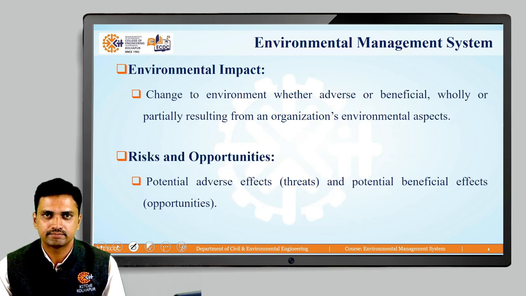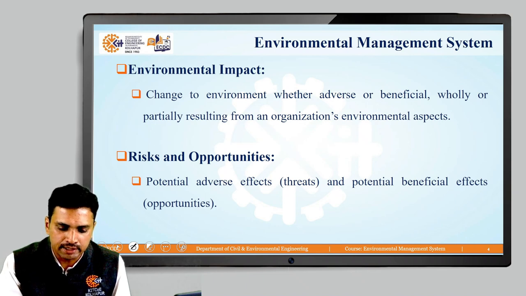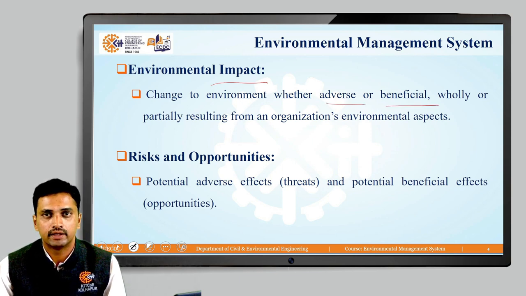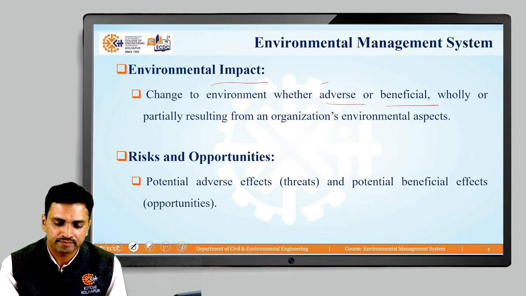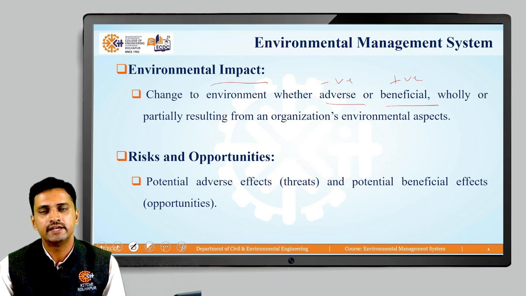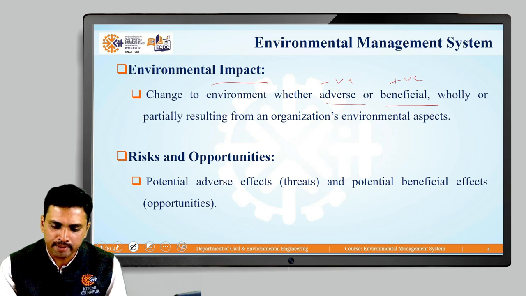The third definition, subsequent to the environmental aspect, is environmental impact. It is the change to the environment, whether adverse or beneficial. Here, we are considering both kinds of changes. Some of the activities lead to negative impact, whereas some of the activities can cause positive impact. Consumption of natural resources, consumption of fuel, consumption of electricity: these activities lead to negative impacts in terms of emissions and waste generation. Whereas some of the activities, such as use of solar panels and use of non-conventional energy means, lead to positive impact to the environment.